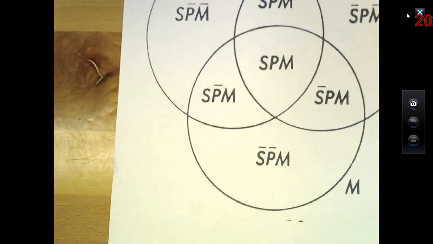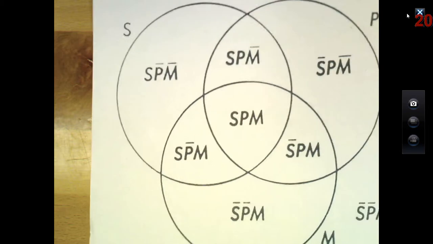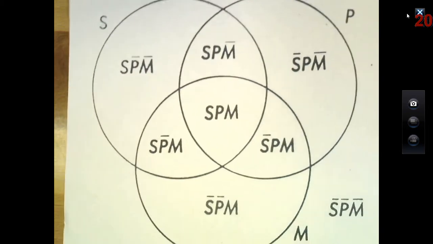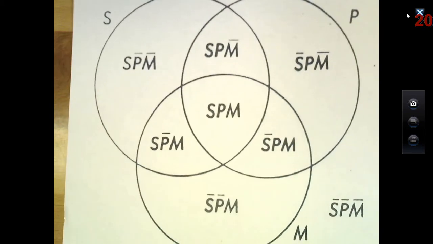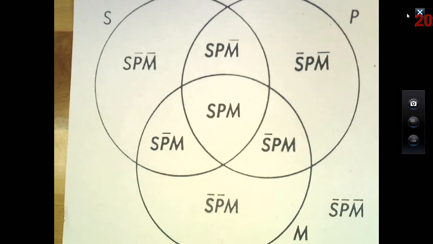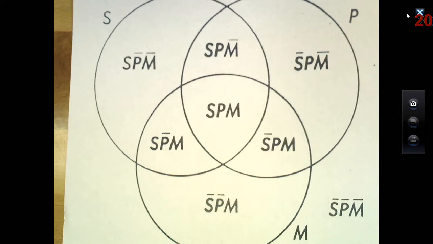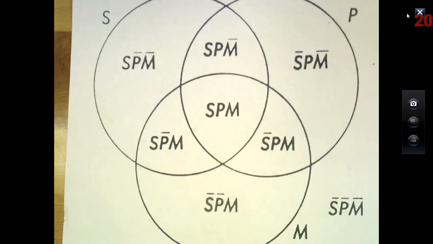I wanted you to do that. That's why I didn't have to do the illicit, because I don't know what those are. The major term just has to be in the major premise. It doesn't have to be a certain part of it. It can be the subject or the predicate, it just has to be in there. All right, so let's diagram this.